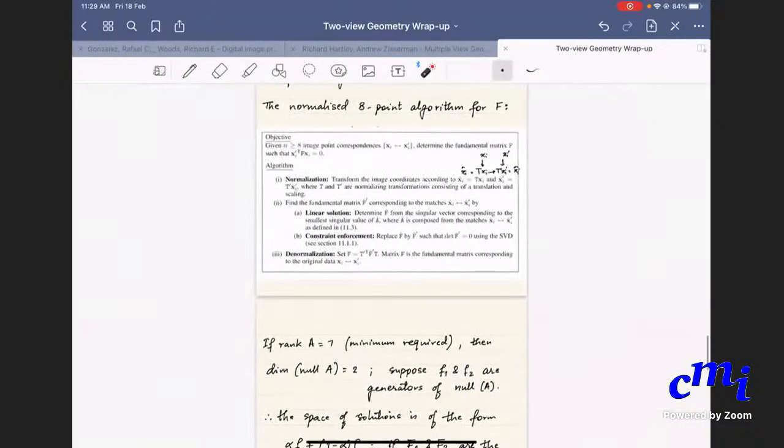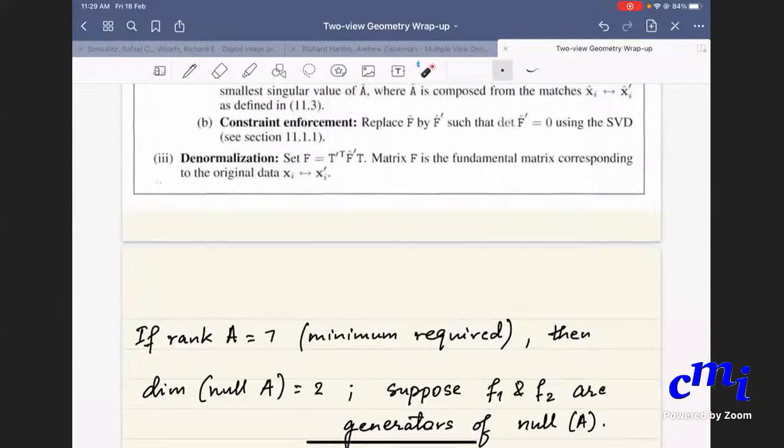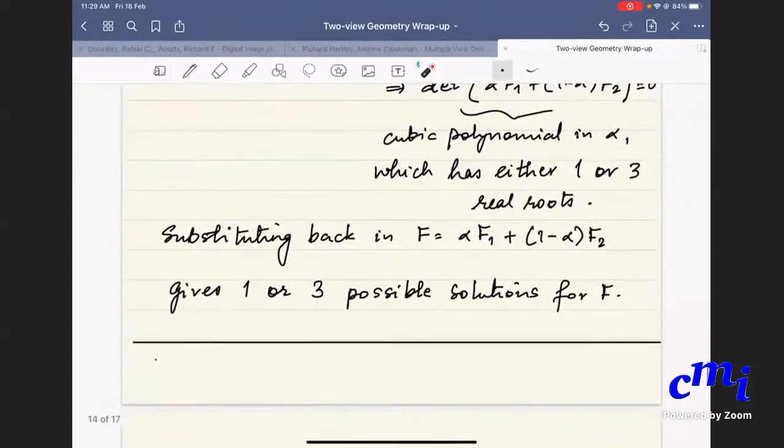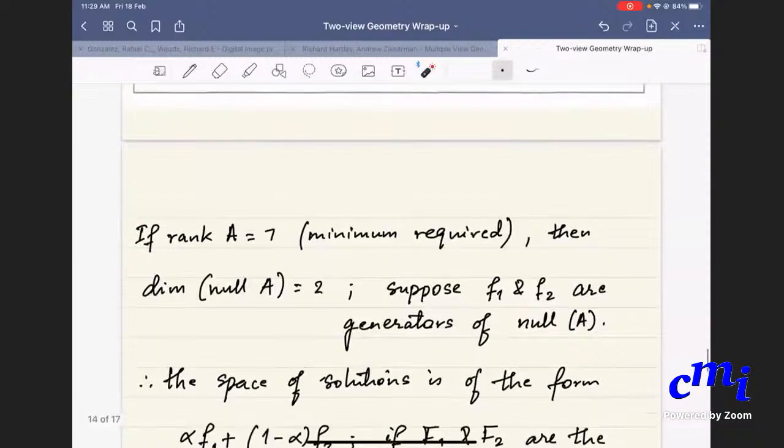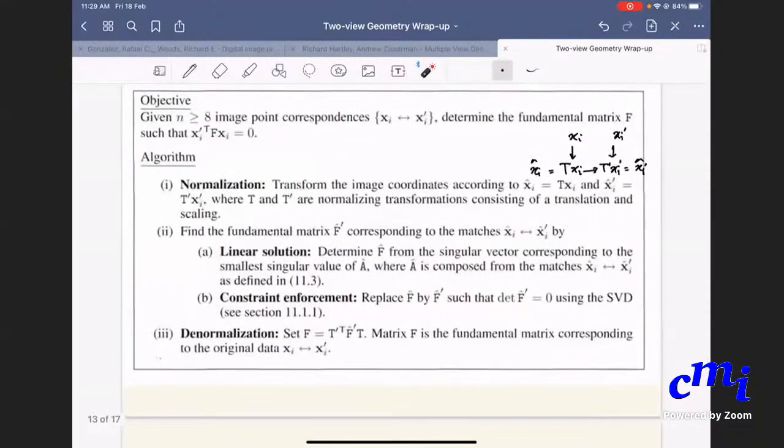Okay, and the other cases we covered. All right, any questions here, either in the algorithm or in general computation of F?